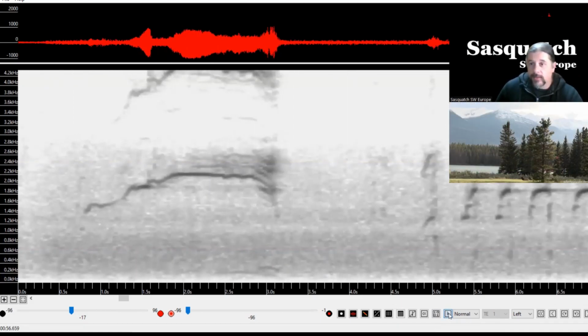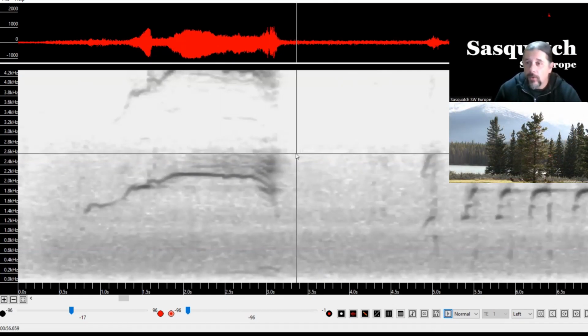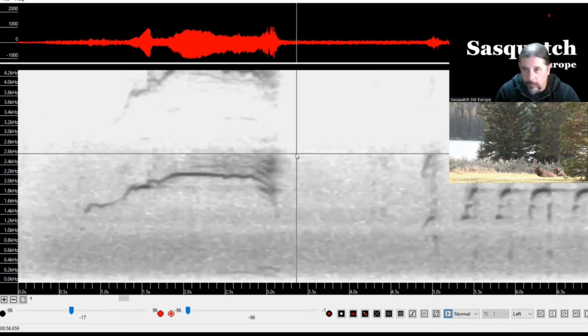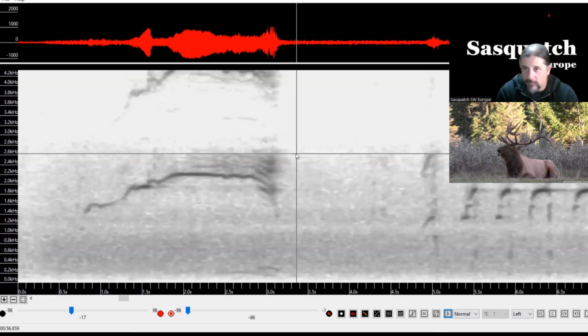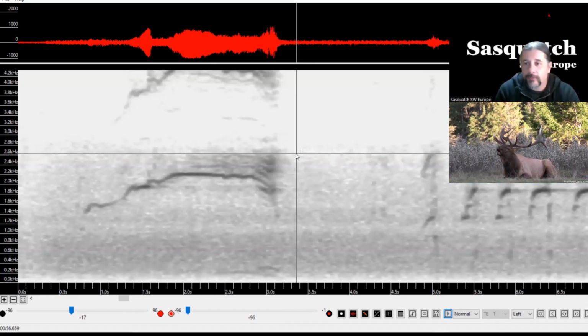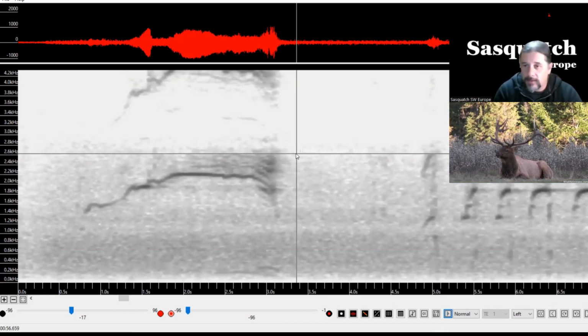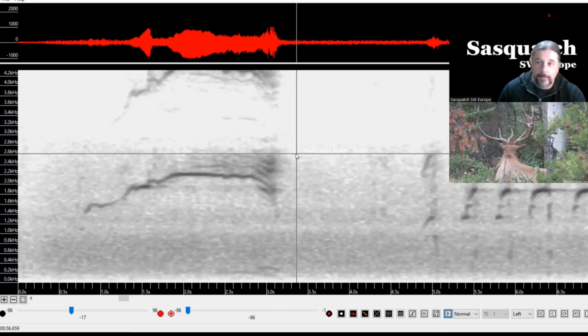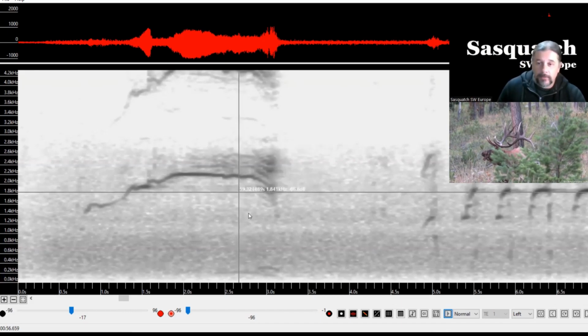The pitch is higher. So you cannot say that all elks bugle the same. They have a huge variation, and when you are analyzing your videos and your supposed Sasquatch flat howls, you have to take this into consideration, and you have to remember this, because elk can vary a lot.